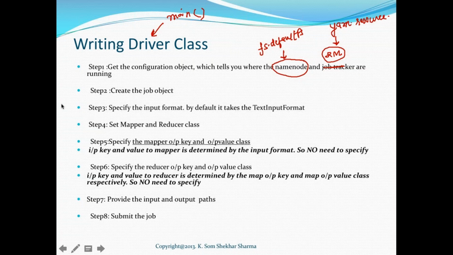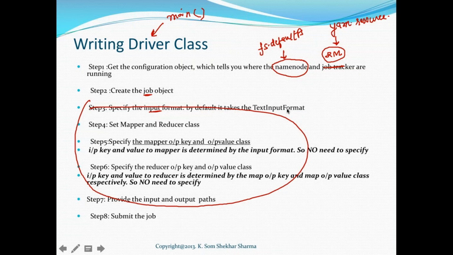Okay, then you're going to create the job object and specify the input. How do you create the job object? We'll see that. Then you need to specify the input format. The steps are not necessarily in the same order, but you specify the input format, set the mapper and reducer class, specify the output key and output value class, and the reducer output key and value class. All these things have to be attached to the job object.